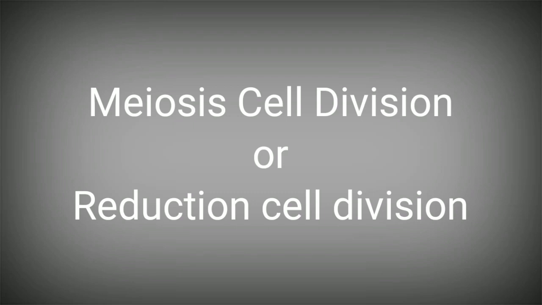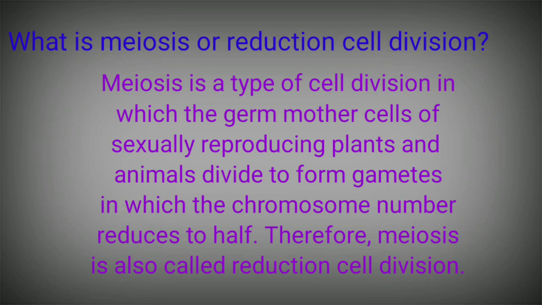Now, what is meiosis? Meiosis is a type of cell division in which the germ mother cells of sexually reproducing plants and animals divide to form gametes in which the chromosome number is reduced to half. And therefore, the meiosis cell division is also called reductional cell division.